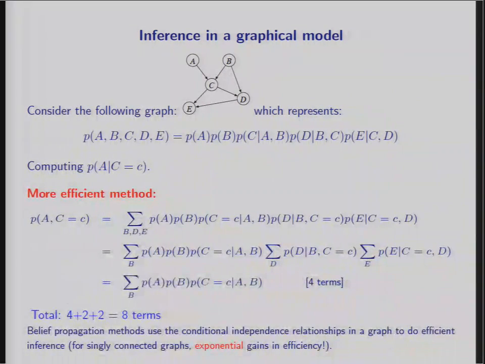Okay? But of course, we don't want to do these things by hand for every graph. What we really want is general purpose algorithms where you write down the graph in some way on the computer, and the computer automatically figures out how to apply the sum and product rule efficiently with the conditional independence relationships that are encoded in your graph. And clearly, by doing this on sparse graphs, we can get exponential gains over the naive method.